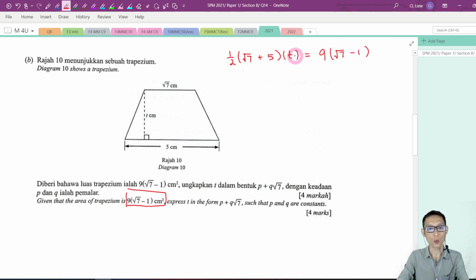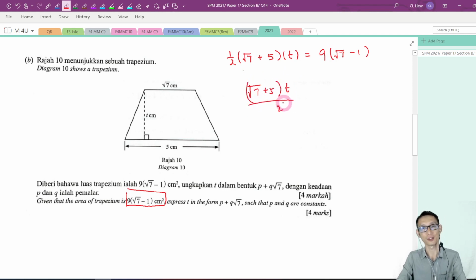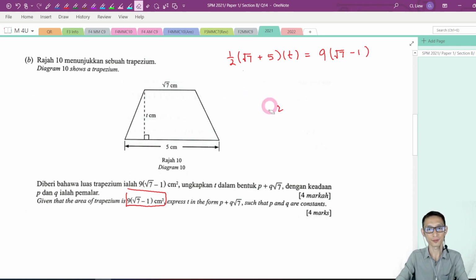So we want to express t in this form. This 2, I'm going to multiply over here. This is the same thing as this one. So 2 brought to the other side becomes 18. Let me copy first. If you don't want to put parentheses, okay. So 9 times 2, you will get 18.